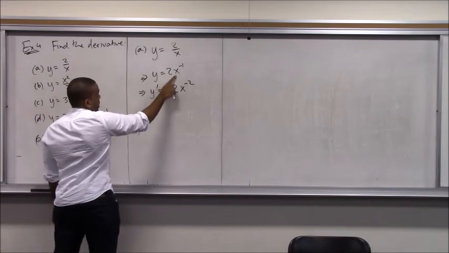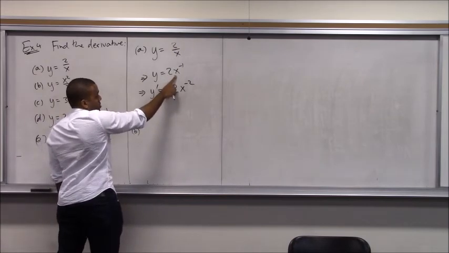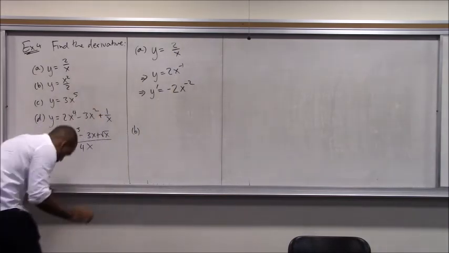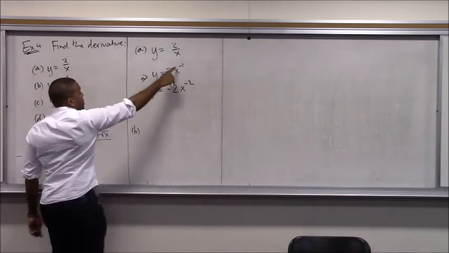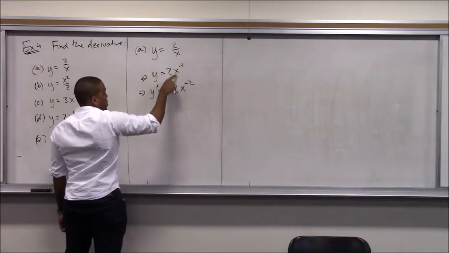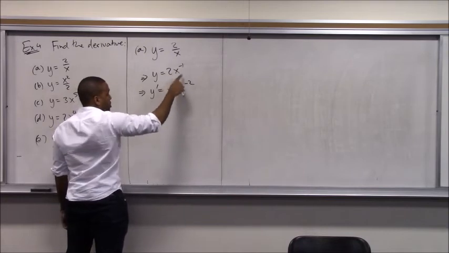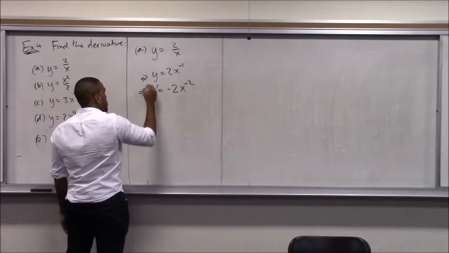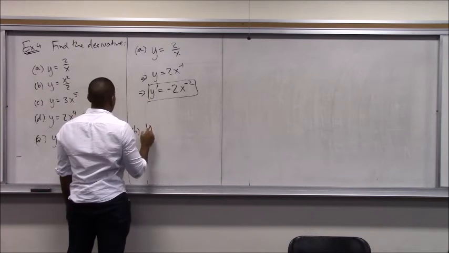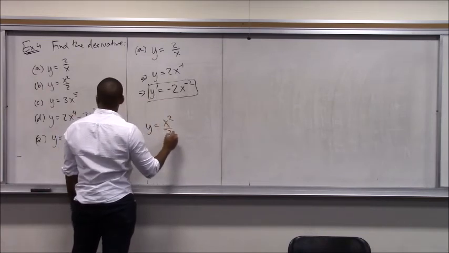Rewrite it. Why do you rewrite it? So it looks like the power rule. There's a rule that tells us how to deal with a situation where we have x raised to a power. So I rewrite it, so I have x raised to a power, then I apply the power rule. Bring the power down, subtract 1 from the power. That's your answer. What about x squared over 2?